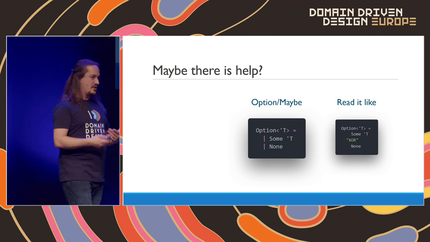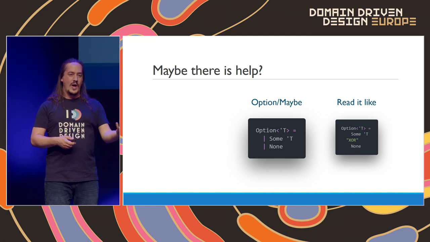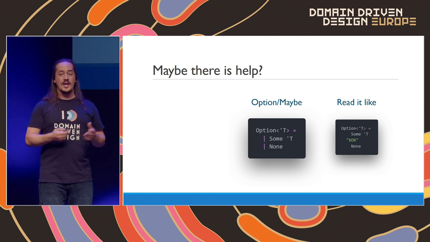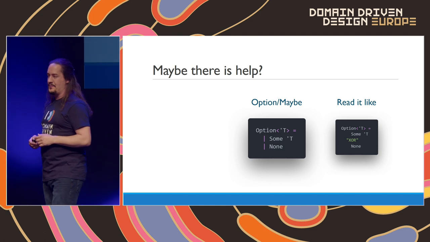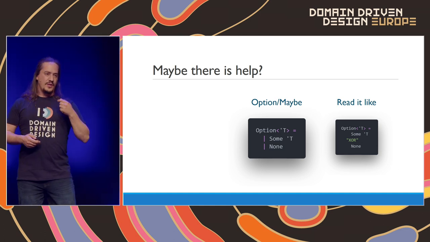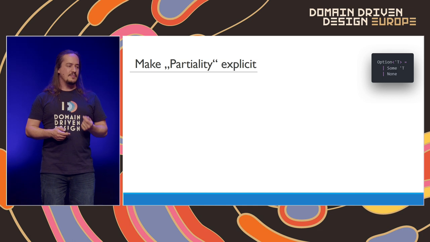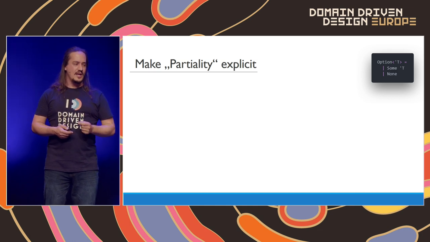It's an initial effort that you need to put in to build this type, but once you have it or find it on GitHub by someone else, you can use it even in an object-oriented way. So using the option type makes things more explicit. Let's go through some of the examples.